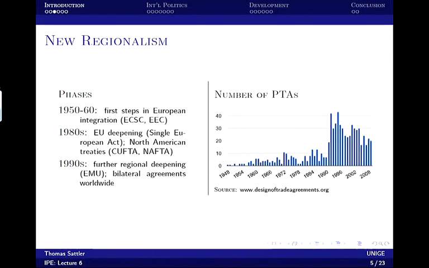So the end of the Cold War is a very obvious explanation. We see the restoration of national sovereignty in Eastern and Central Europe, and they now freely chose to integrate into the world economy, and they did so with preferential trade. So that's to some extent an explanation, but it's not enough. What is the problem with this explanation?